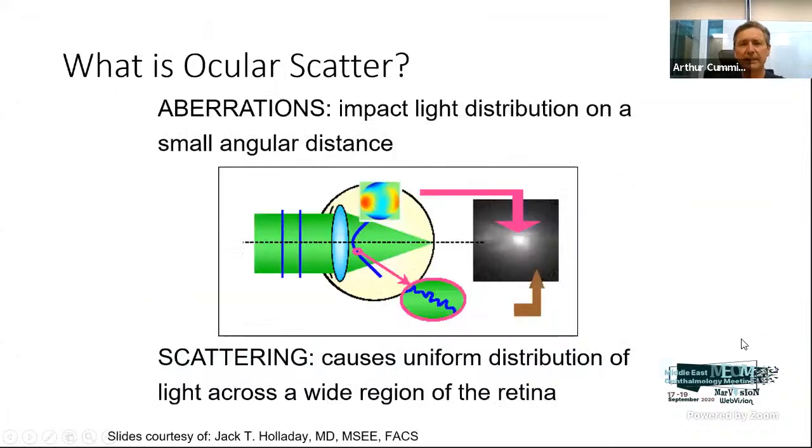So what is ocular scatter? Aberrations impact light distribution on a small angular distance. And aberrations we know a lot about. We've been speaking a lot about it today: coma, trefoil, tetrafoil, those kinds of things. But scattering is something else. It causes a uniform distribution of light across a wide region of the retina.